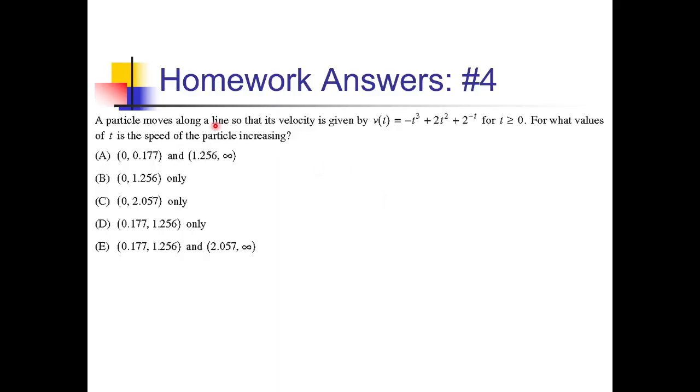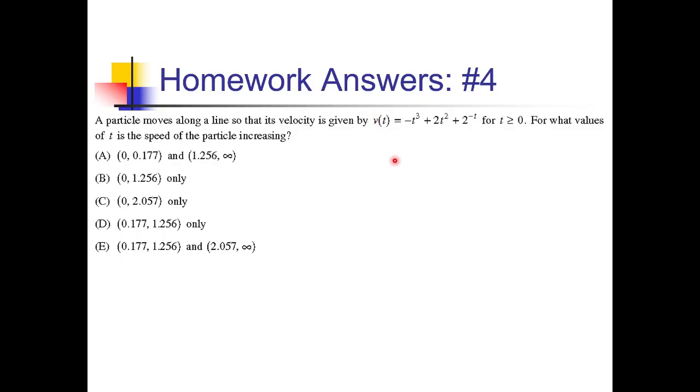For this problem, we have a particle moving along a line, so its velocity is given by this v of t function. We want to know at what values of t the speed of the particle is increasing. So the idea with speed is if the sign of the velocity and the acceleration match, then the speed will be increasing because they're working together. If the velocity and acceleration signs are opposites, then the speed will be decreasing. So we basically need to figure out when this v function and its derivative have the same sign.